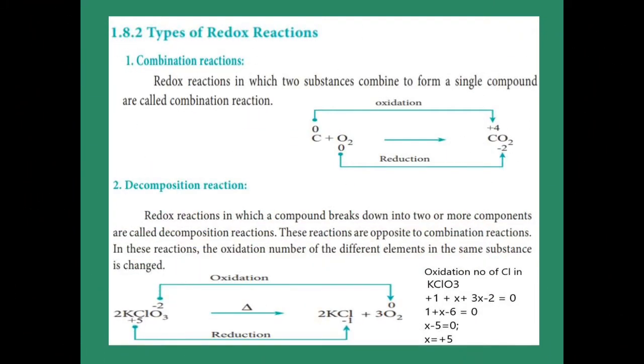Now we are going to learn the types of redox reaction. First reaction, combination reaction. What does combination mean? The elements undergo combination and form a single compound. Two or more substances combine with each other and form a single compound. See the example. Here the carbon element and oxygen, another element, combine with each other and form carbon dioxide. So it forms a single compound.